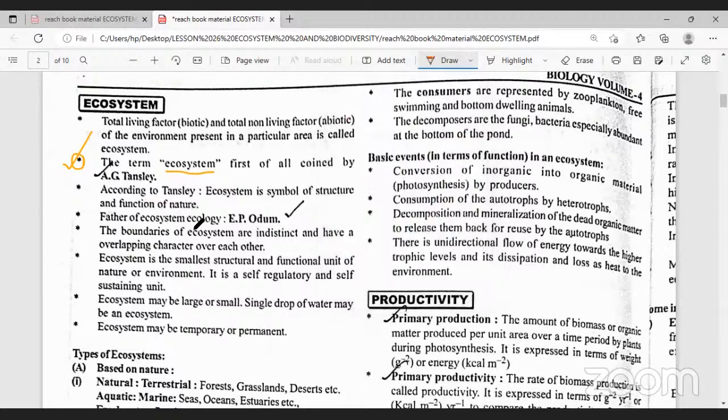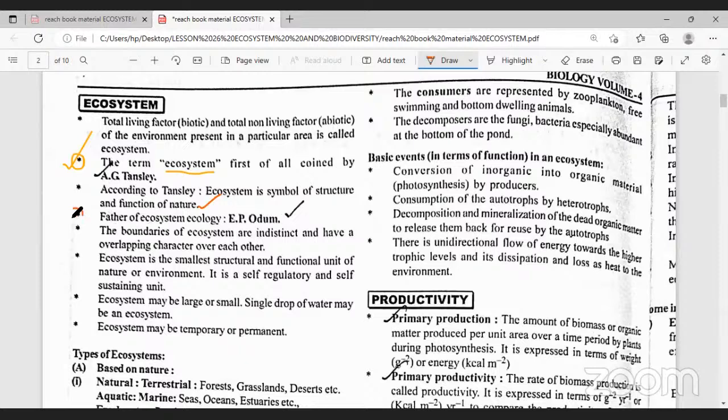Next one is the father of ecosystem. According to Tansley, the ecosystem is a symbol of structure and function of nature. He stated this statement. What is the meaning of ecosystem? Ecosystem is a symbol of structure and function of nature. That is very, very important.